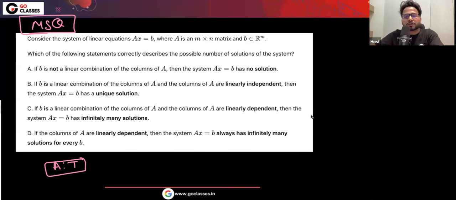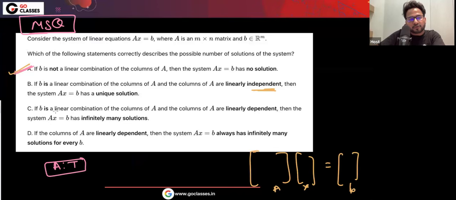Now let's quickly do the other options, without wasting any more time. So B is true, right? What about option C? C is saying if B is a linear combination of columns of A and columns are linearly dependent, then Ax equal to B has infinitely many solutions. Yes, that's also true. Now let's go to option D. If the columns of A are linearly dependent, then Ax equal to B always has infinitely many solutions for every B. This is false, right? This is a nice option, but this is false.